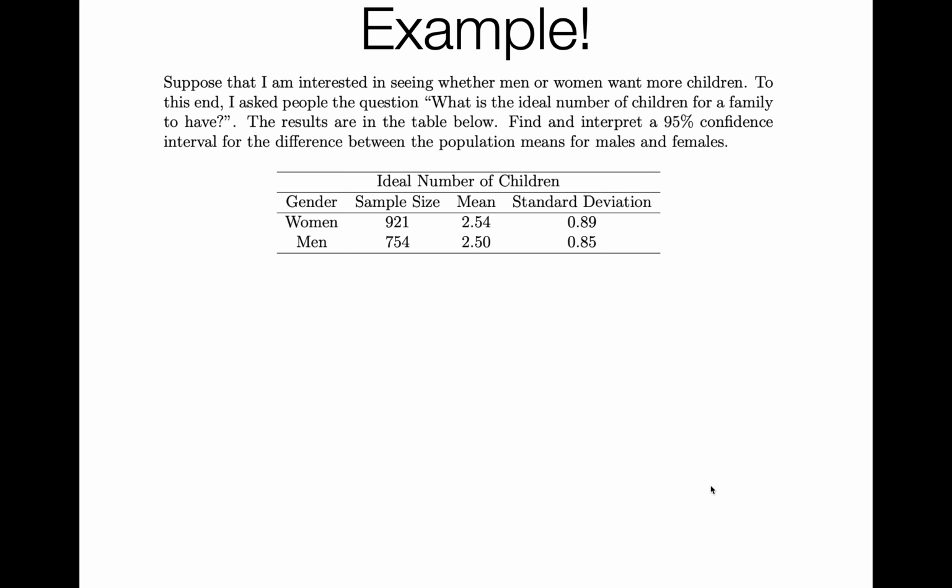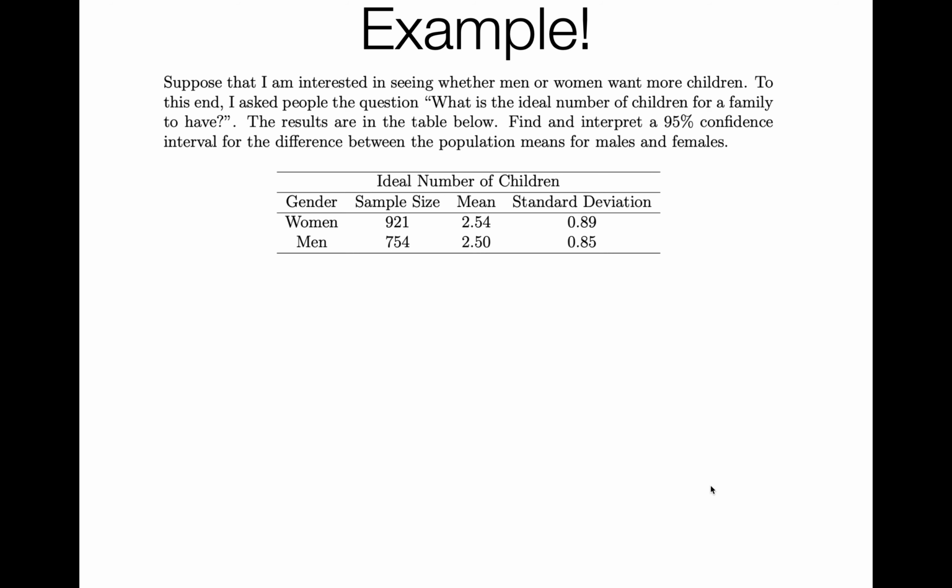Suppose I'm interested in seeing whether men or women want more children. To this end, I've asked people the question, what's your ideal number of children for a family to have? The results are in the table below. Find and interpret a 95% confidence interval for the difference between the population means for males and females. So we're finding a 95% confidence interval for the difference between the population means.